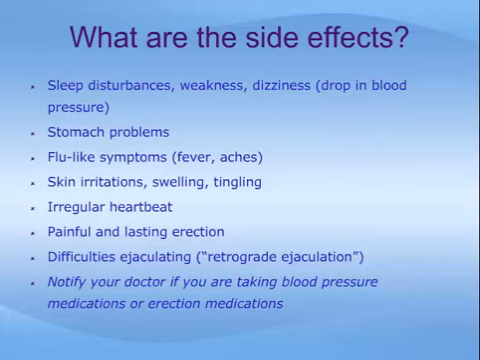Stomach problems, fever, and aches may also be experienced, as well as skin irritations, swelling of mucous membranes, and tingling. Some people may develop an irregular heartbeat. A few patients may experience a painful and lasting erection. More commonly, a man's ejaculation may change, whereby there is less fluid that comes out when he has an orgasm or climax. This happens because the opening to the bladder is more relaxed, so during ejaculation, most of the fluid actually goes backwards into the bladder. This is called retrograde ejaculation. All of these effects are reversible if the drug is stopped.